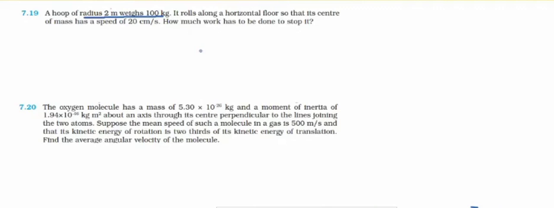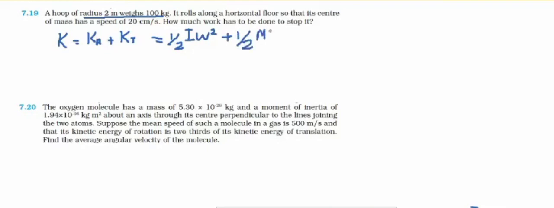So it has translatory motion and rotational motion. Therefore, its total kinetic energy means kinetic energy of rotation plus kinetic energy of translation, which is equal to half I omega square plus half mv square.